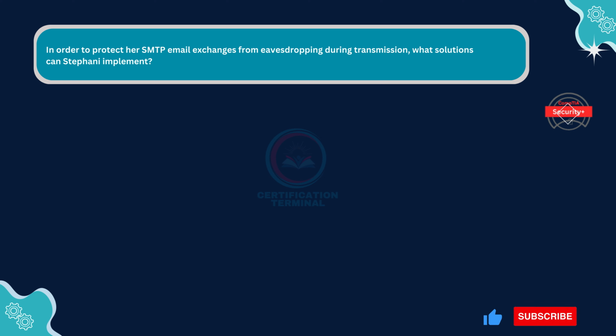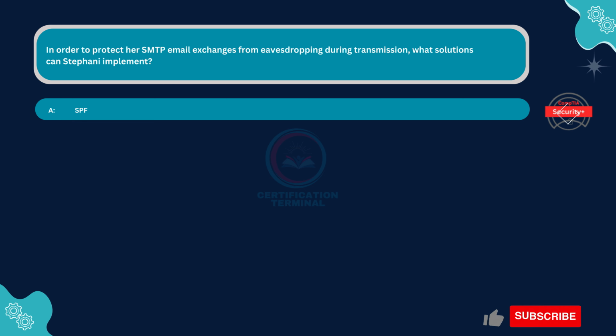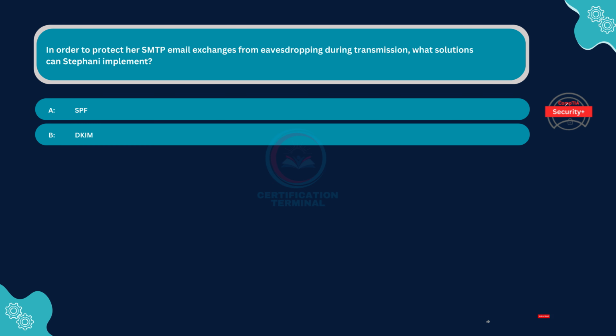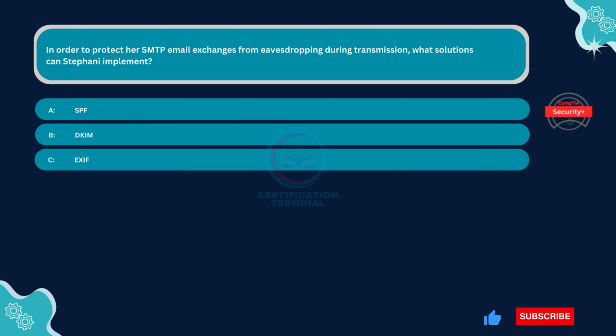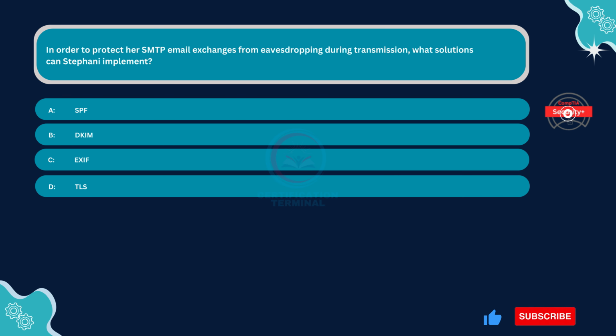Next question. In order to protect her SMTP email exchanges from eavesdropping during transmission, what solutions can Stephanie implement? Option A, SPF. Option B, DKIM. Option C, EXIF. Option D, TLS. The correct answer is Option D, TLS.